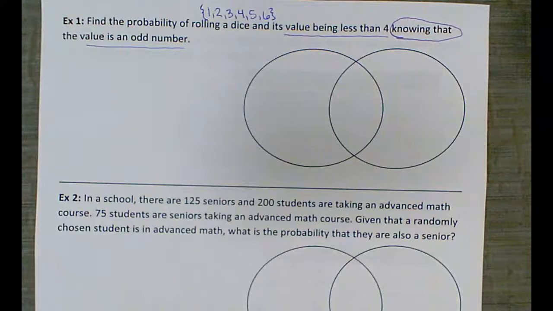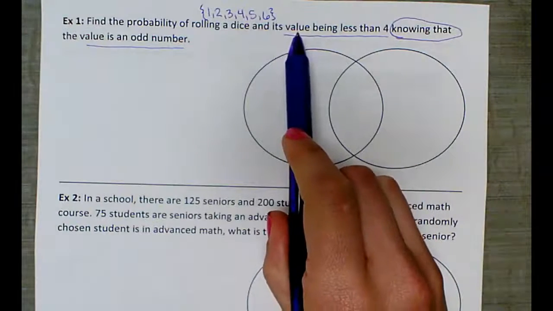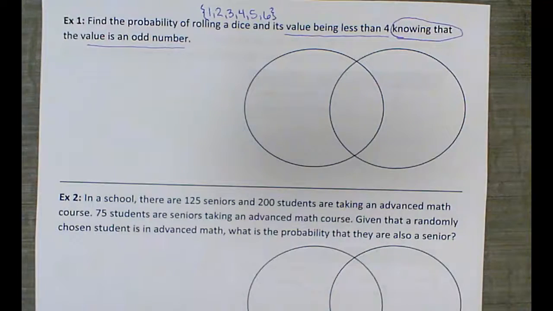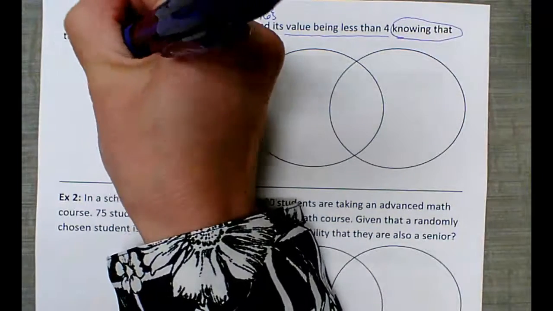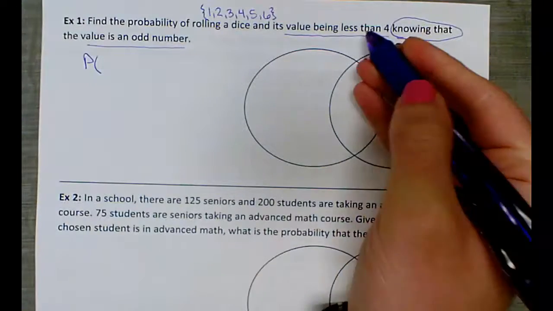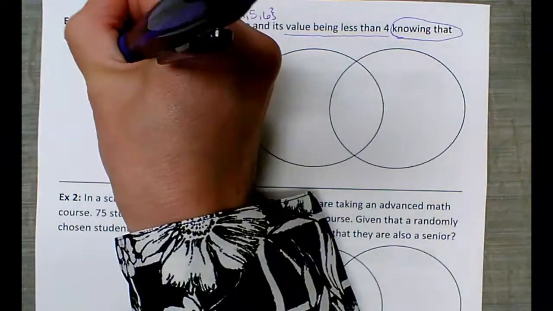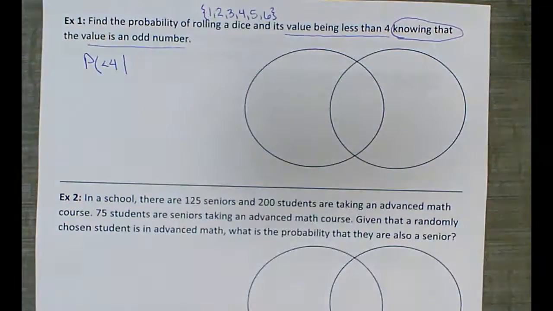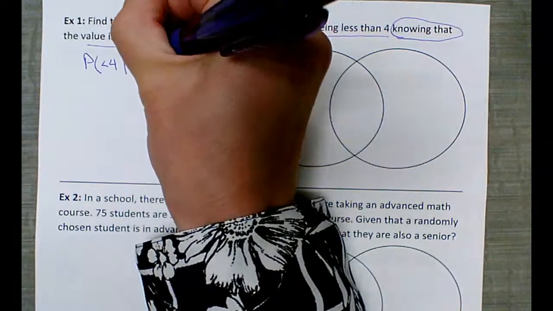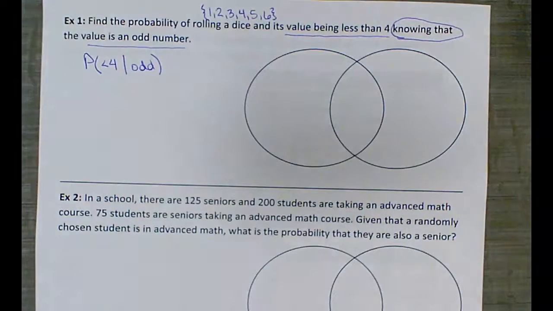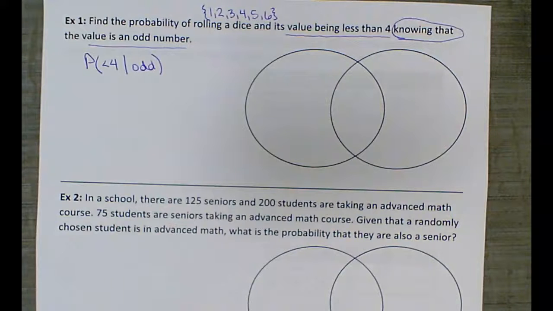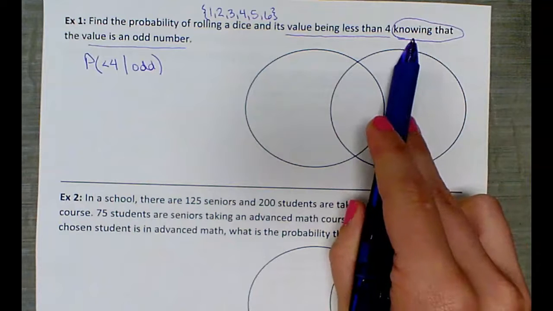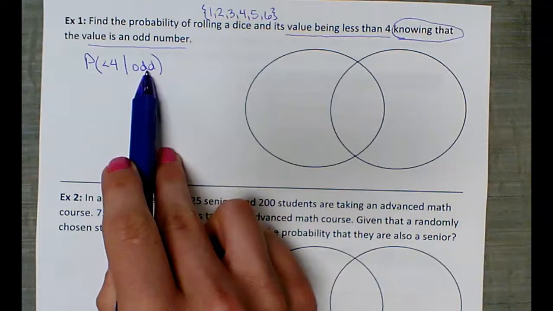And what I'm trying to find is the probability of the value being less than 4, knowing that or given that the value is an odd number. So I need the probability of the value being less than 4, given that the value is an odd number. This is what I need to find. And it's important to make sure that your events are in the correct order. Whatever is known or given, that goes at the end.